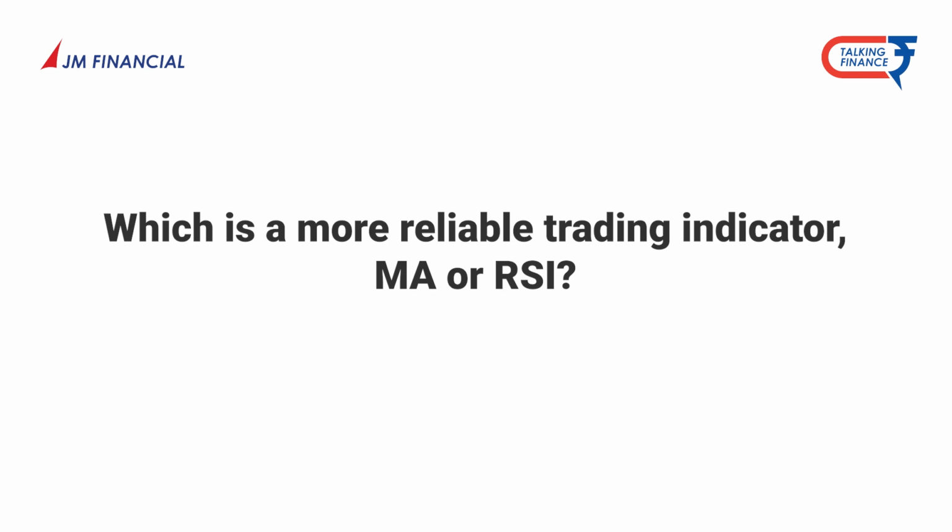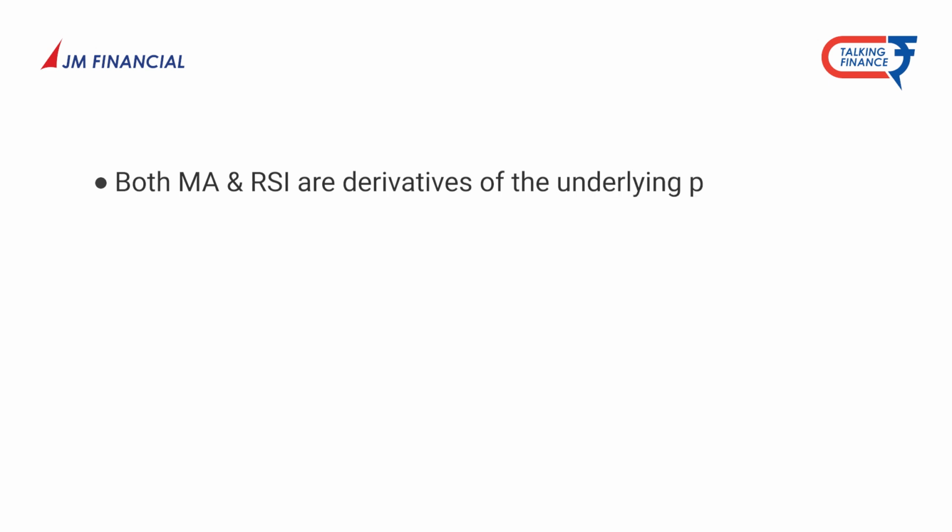Moving on to question 4, which is a more reliable trading indicator, MA or RSI? Moving averages. Okay. You have to ask the question, where is moving average derived from? Where is RSI derived from? Both are derivatives of price. So both are essentially being derived from the underlying price movements that are happening. So, derivatives will definitely follow what is happening in the underlying.